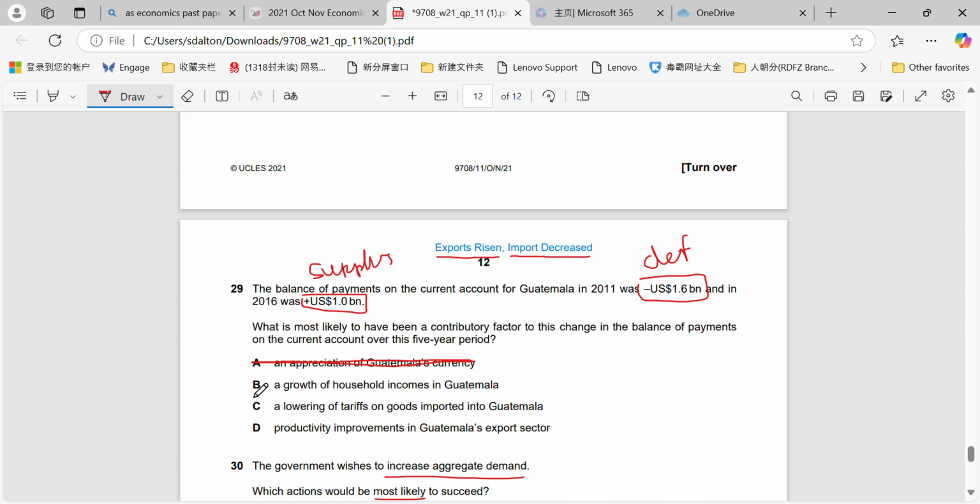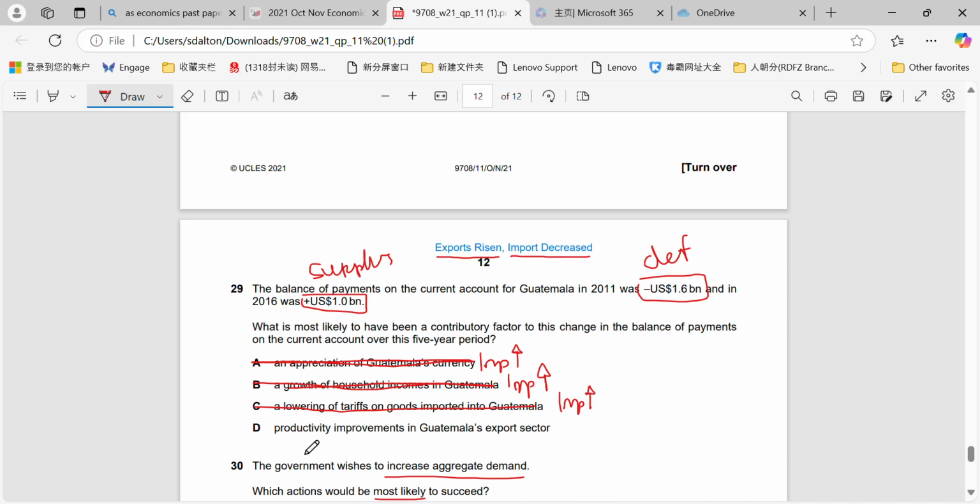A growth of household incomes to the same effect would actually result in an increase in imports, as people would have more money to spend on importing goods and services from another country. A lowering of tariffs would have the exact same effect. It would increase the number of imports that come into the economy, so it would be the opposite effect of what we're looking for.